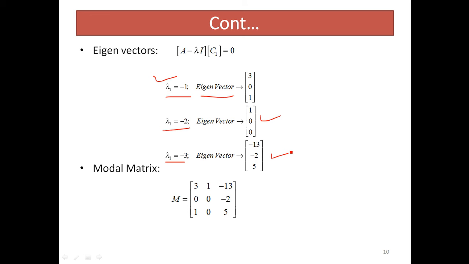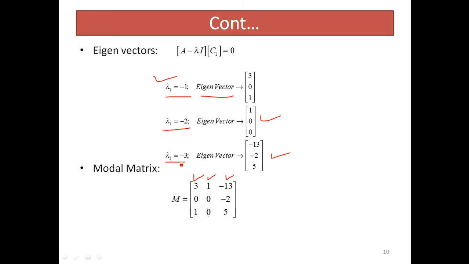Put these eigenvectors in columns and you would get this: this is eigenvector number 1 based on eigenvalue minus 1, this is the eigenvector based on lambda 2 equal to minus 2, and the third eigenvector is based on eigenvalue 3, that is minus 3. So this is the modal matrix. So one aspect you have calculated, that is the modal matrix. Lambda 1, lambda 2, lambda 3 you have calculated.